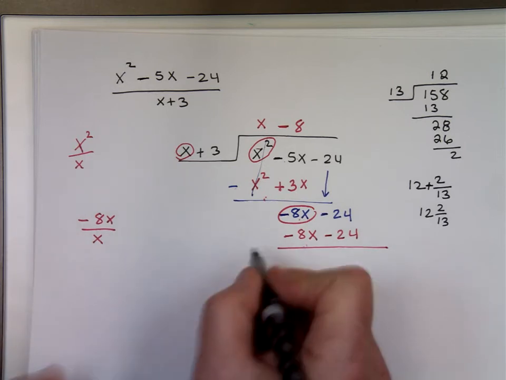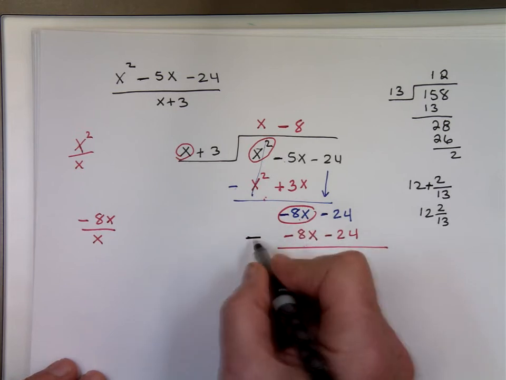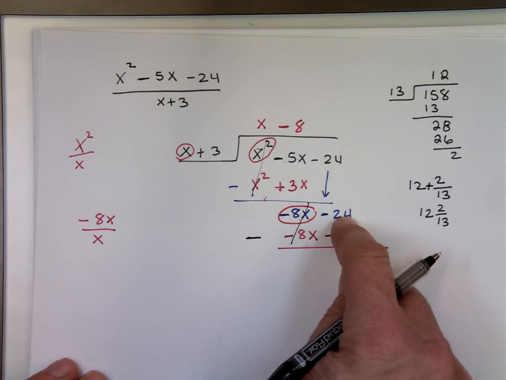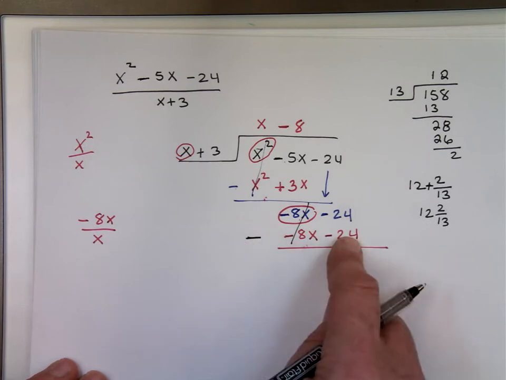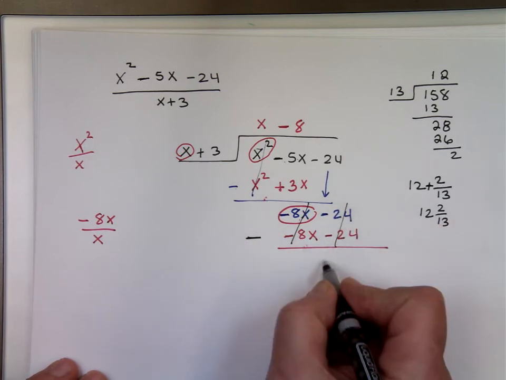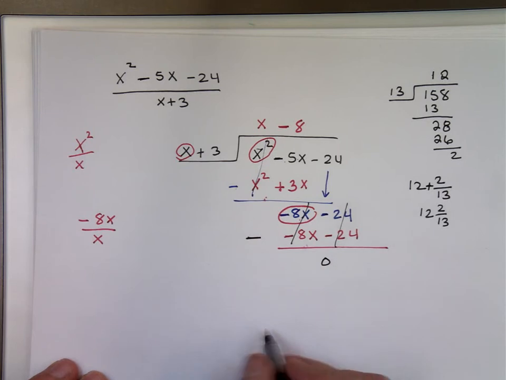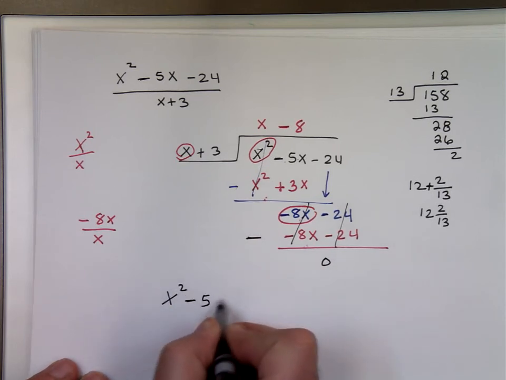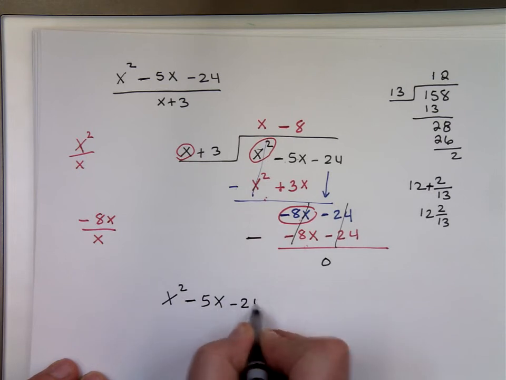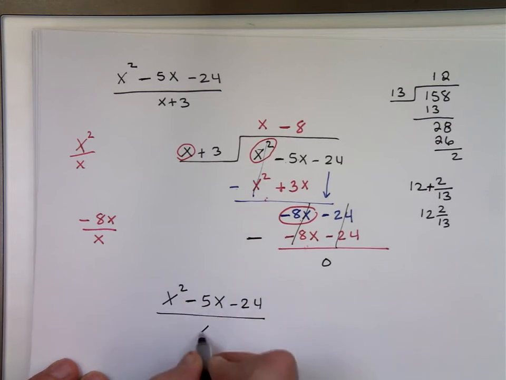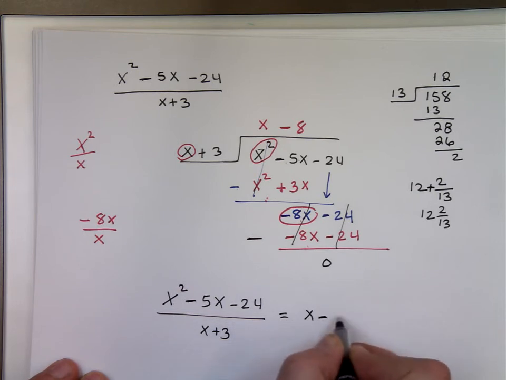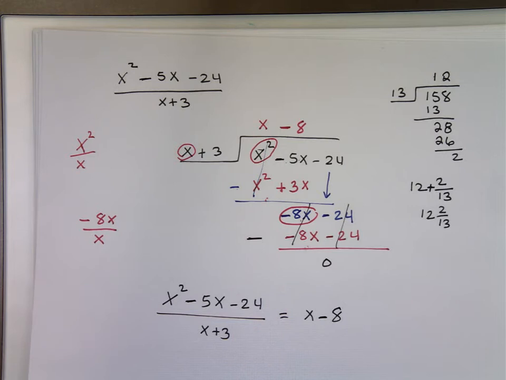What's negative 8x minus negative 8x? Gone. What's negative 24 minus negative 24? Gone. Your remainder is 0. So when you divide them, x squared minus 5x minus 24 divided by x plus 3, if you divide them, your answer is x minus 8. We'll do a couple more.